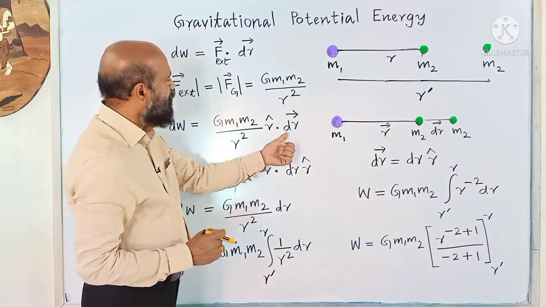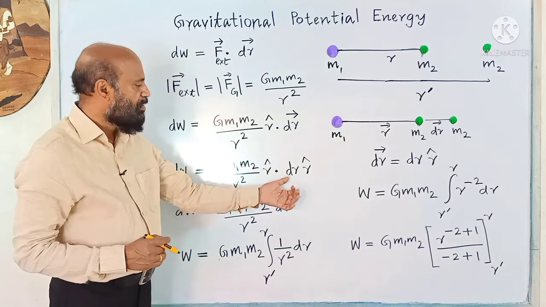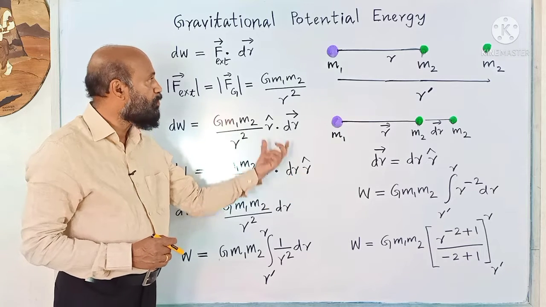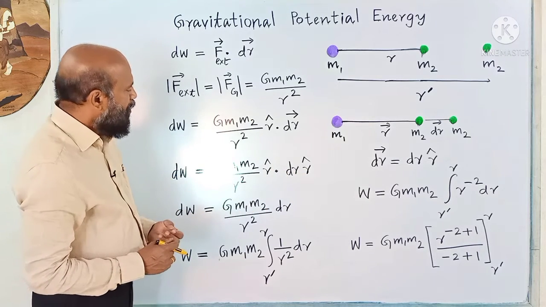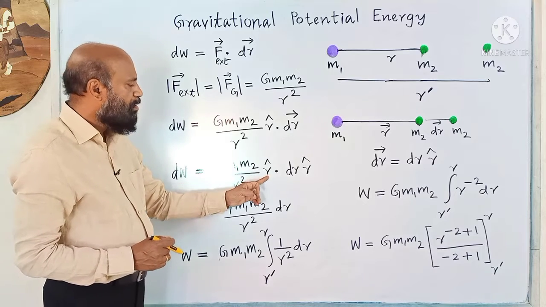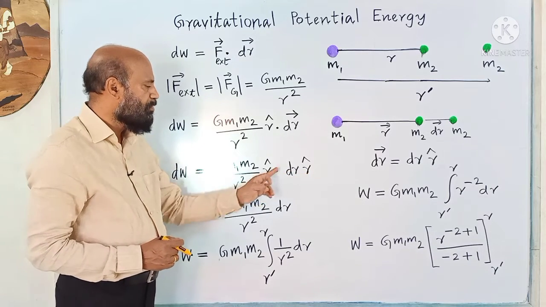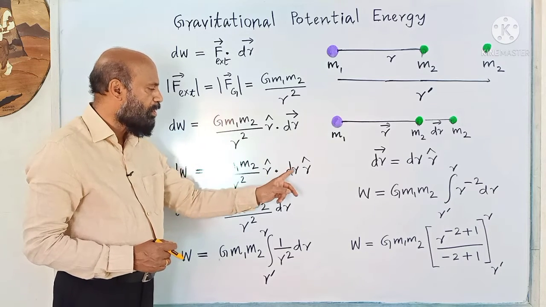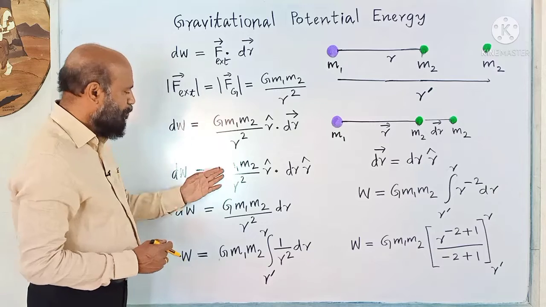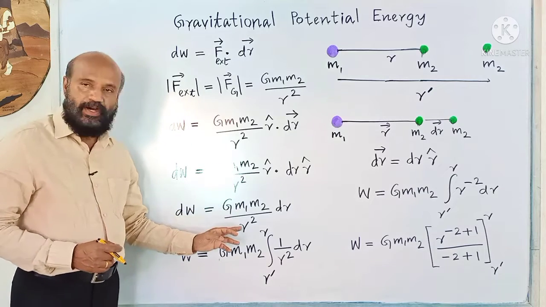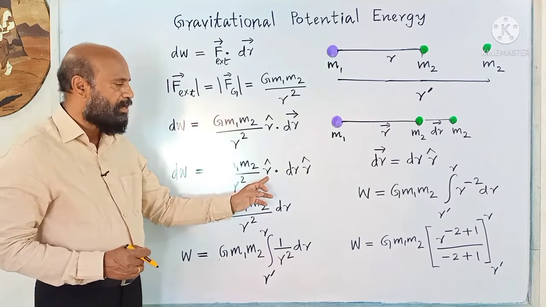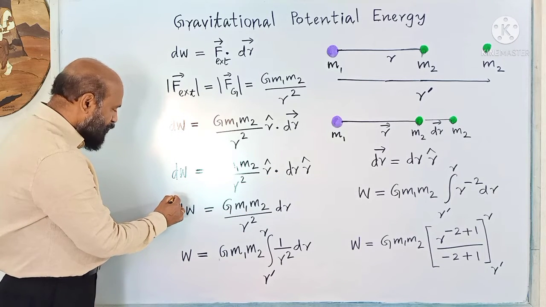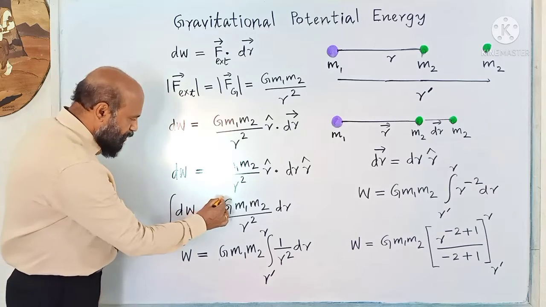So this vector can be written dot dr vector. But for dr vector, we can write dr into r cap, because the magnitude of the dr vector is dr. Now r cap dot r cap is 1. It's a unit vector. Dot product of r cap dot r cap is 1. So it can be written like this: G m1 m2 by r square dr. Then the total amount of work done is got by integrating this expression.